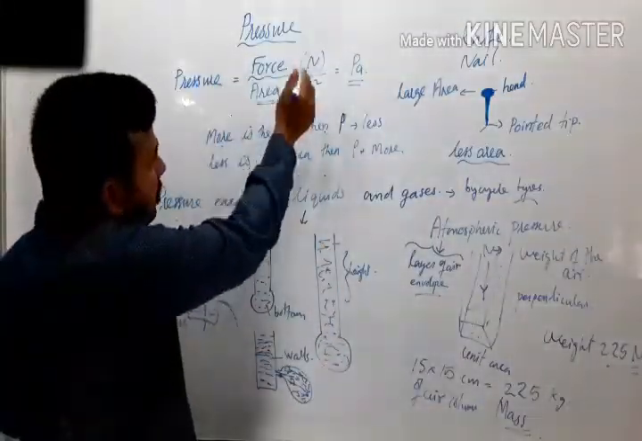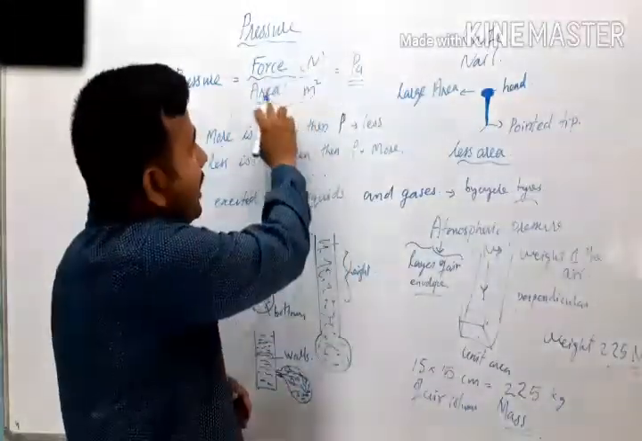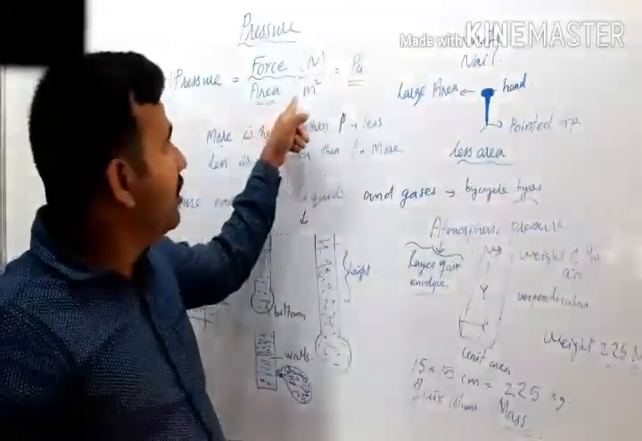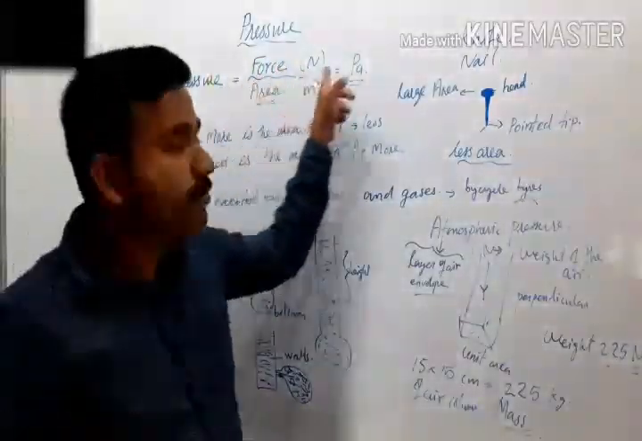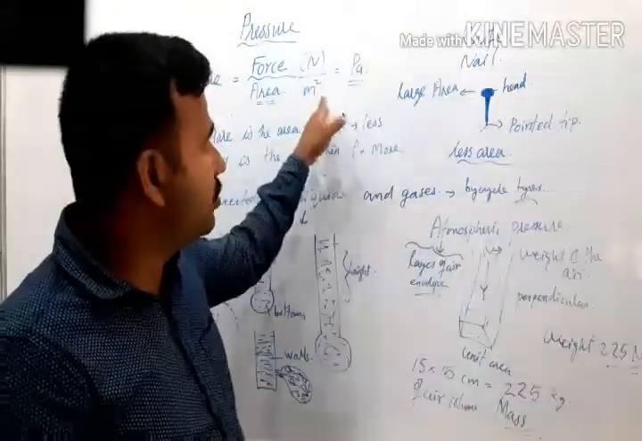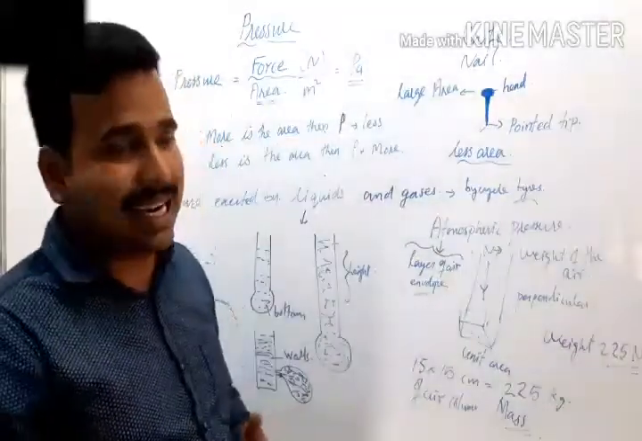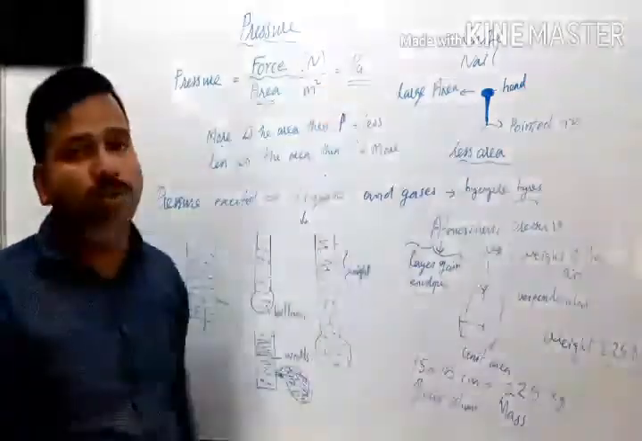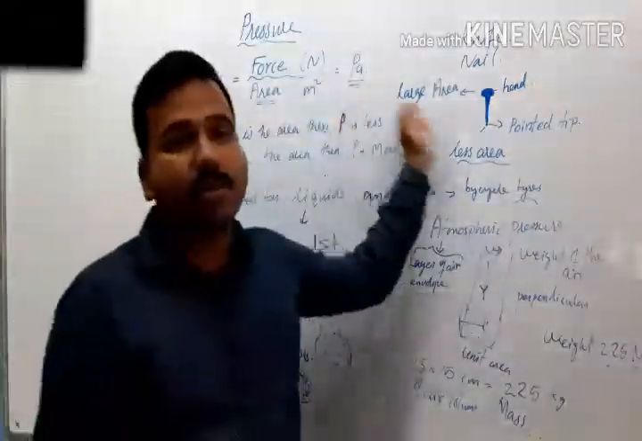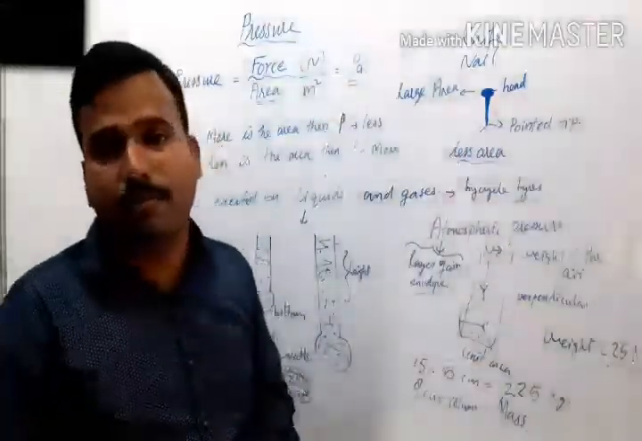And again, we discussed what is force. The SI unit of force is Newton. And the SI unit of area, area means length into breadth, so it is meter square. The SI unit of pressure is Newton per meter square, which is known as Pascal. It is the name of one famous scientist, Blaise Pascal. He proposed a lot of theorems related to pressure. In order to respect his contributions, we gave the SI unit of pressure as Pascal.